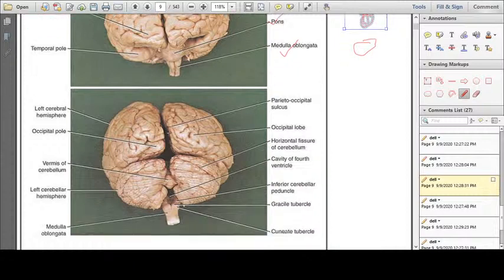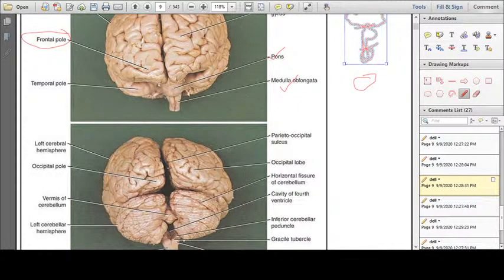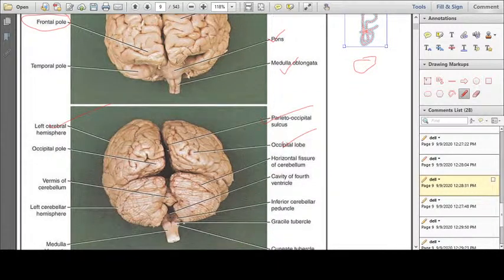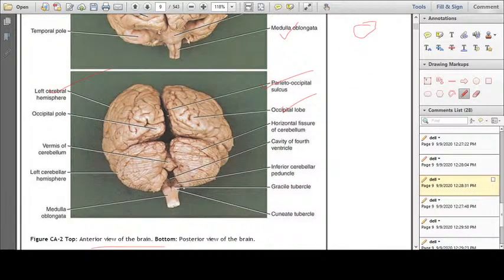So let's go to the other picture. This is the left cerebral hemisphere. This is the parieto-occipital sulcus. This is the occipital lobe. This is the posterior view of the brain. From the posterior view we will obviously see the occipital pole, which is actually present in the occipital lobe, and this one is called the parieto-occipital sulcus.